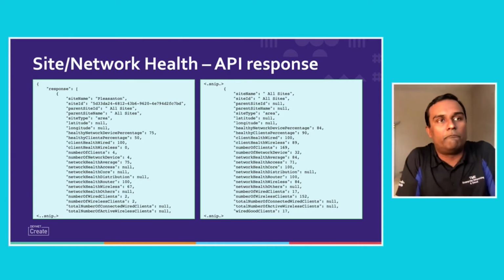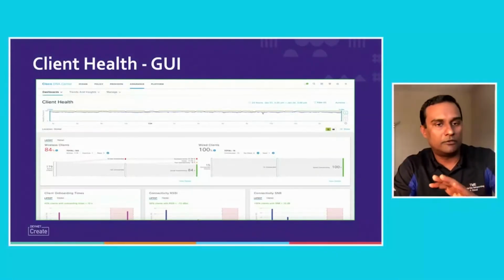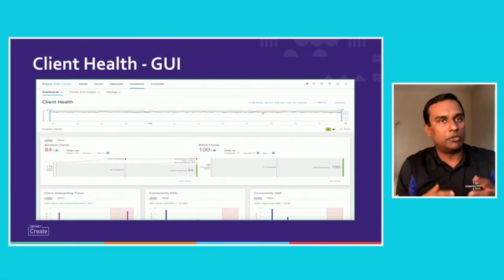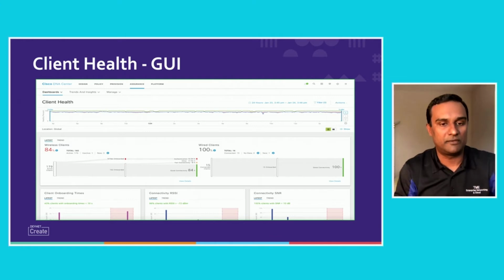So this is a very good example of how you can get the full site level health information for your entire network. Then we have the client health. Again, I'm just showing you some examples. On the user interface, you will see the client health tab, which gives you the health of all of your clients. This is not of a specific client, but for all of the clients that you have in the network. And this is again broken down into wired and wireless clients.